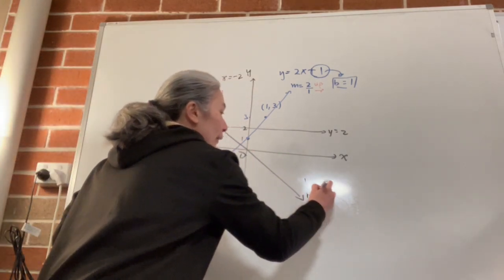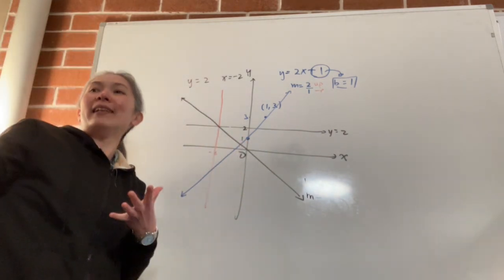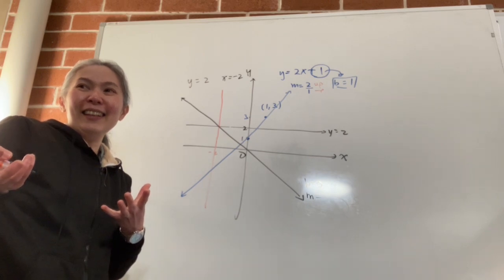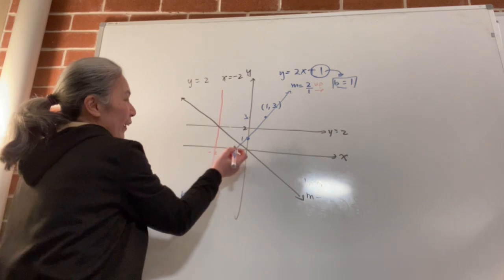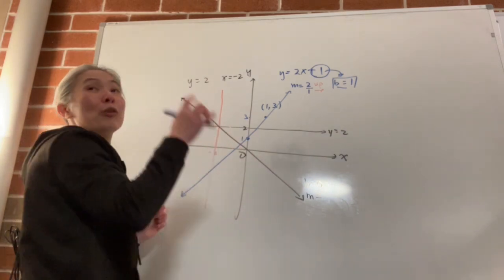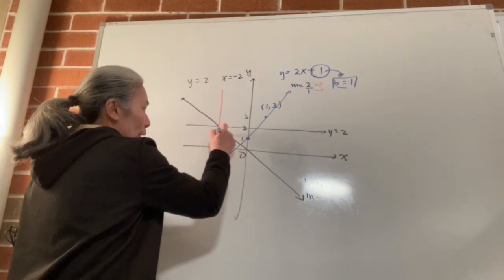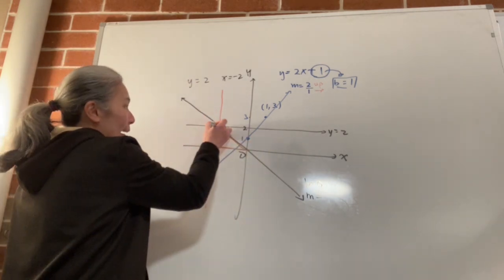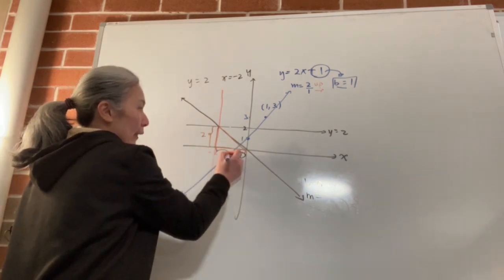What is the gradient for this line in here? 1. How do you know the 1? Because it cuts in the middle of the squares. Yes. So you can think of it, if I draw a right angle triangle, this will be the right angle triangle I'm going to use because it's so obvious, it's already there. So you know the height is 2. You know this part in here is 2.